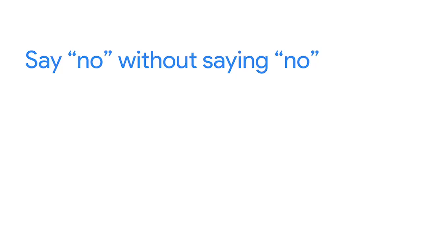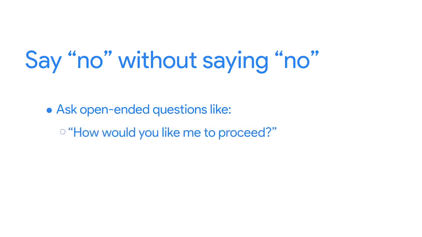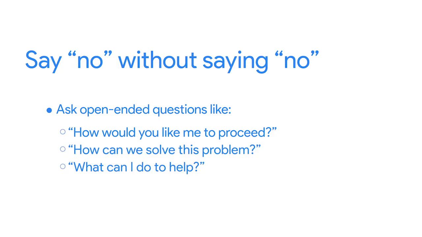The idea behind this technique is to get the other person to start working out an alternative solution with you. Here's how. First, think about the ways we usually tell someone no. That won't work. That's not going to happen. I can't do that, or there's no way. Statements like these can make the person you're communicating with feel defensive and shut down the conversation. Instead, ask open-ended questions like, how would you like me to proceed? How can we solve this problem? And what can I do to help? Questions like these invite the other person to collaborate with you. This keeps the conversation focused on reaching a resolution that works for both of you.